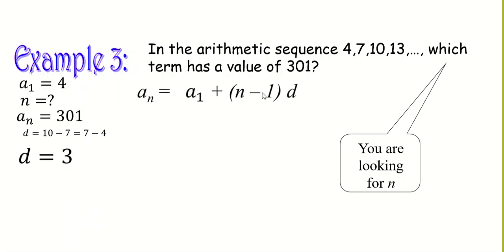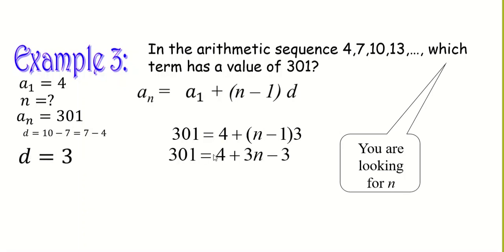So by substitution from the general formula, your a sub n is 301. Your a sub 1 is 4. Your n is unknown because you're asking for the position, minus 1, times your common difference of 3. Then, distribute 3 to every term in the quantity. So that's 3n minus 3.